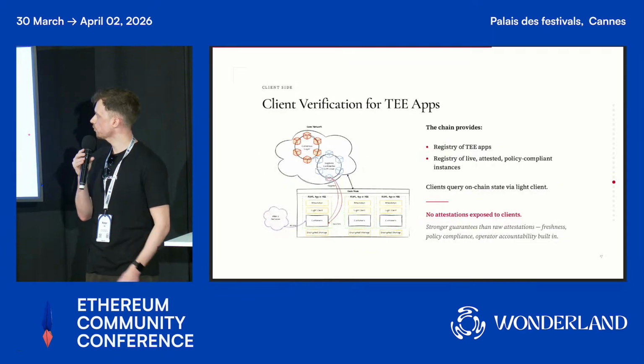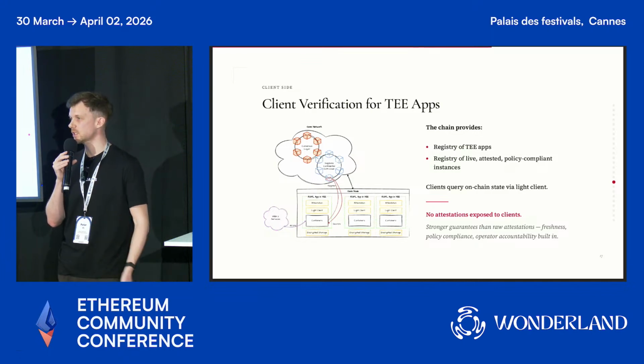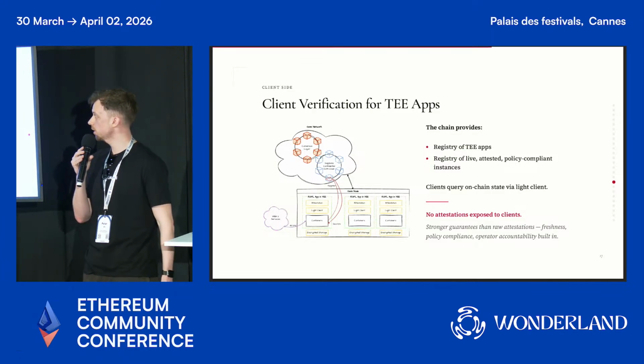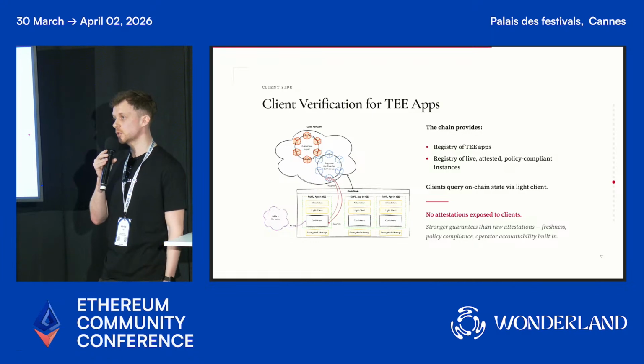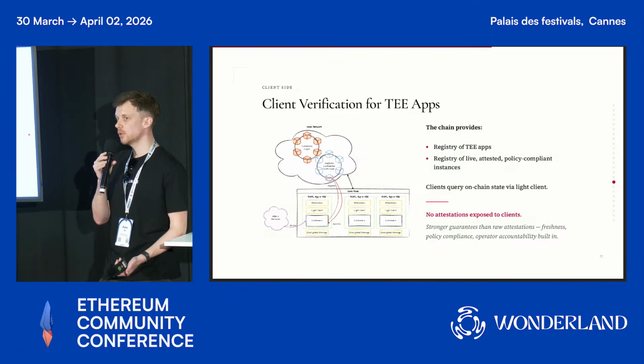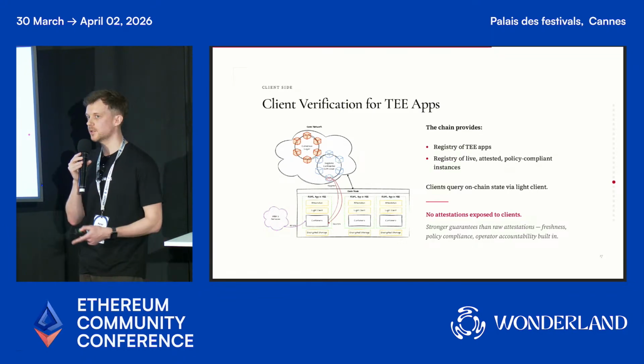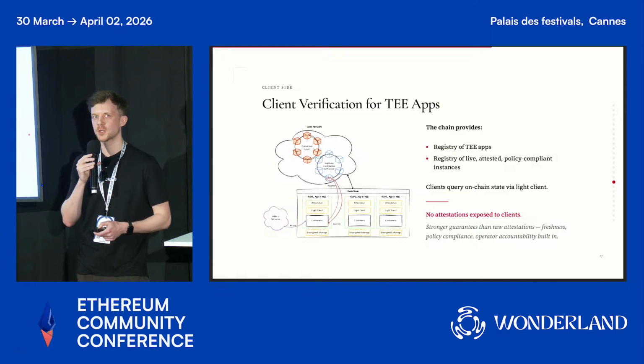And similarly, if we have users interacting with these applications, they can follow the exact same path. But what they need is trusted access to the on-chain state. This can be done by light clients. They fetch the registry of the registered apps. They get the code hashes there. They can see what policies are defined. These are all public. And they just compare what they see with what's on the on-chain state. And again, here, no attestations are ever exposed to the clients.